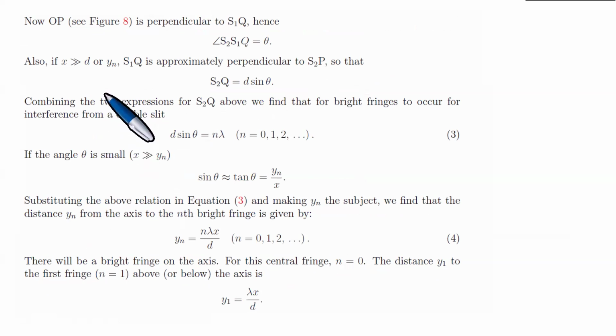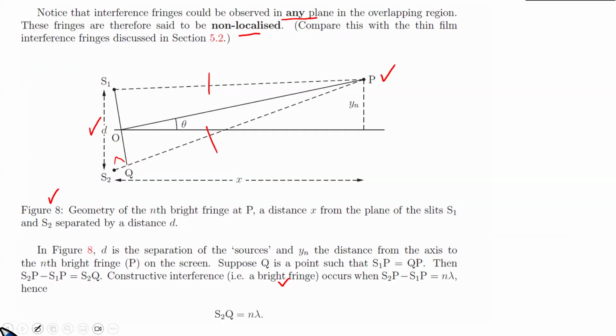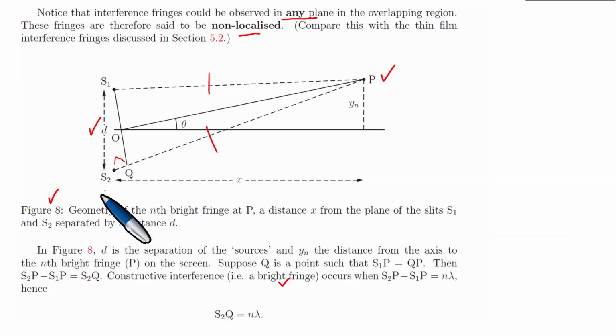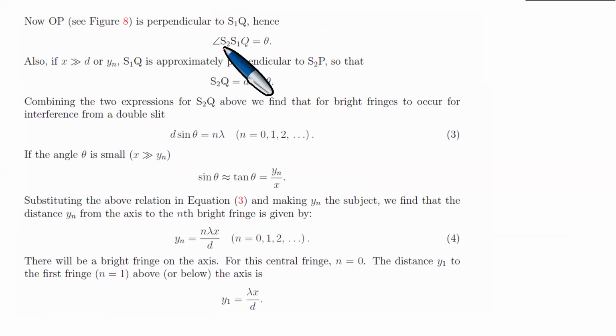Now there's something else I want us to look at. We shall discuss the notion of figure 8. In this figure, OP is perpendicular to S1Q. You are able to see that indeed OP is perpendicular to S1Q. If this is the case, then the angle S2S1Q is theta.